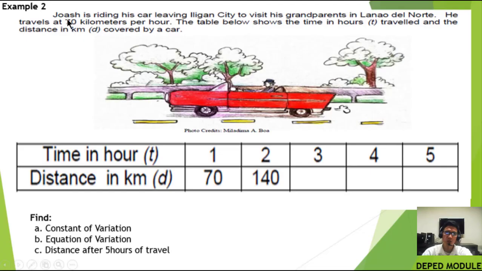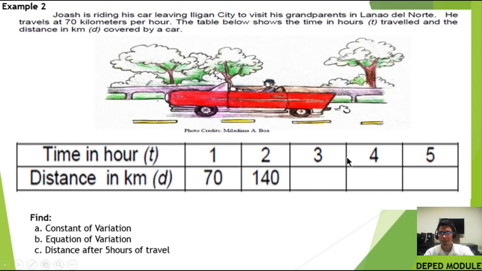Example number 2. Joas is riding his car, leaving Ligan City to visit his grandparents in Lanao del Norte. He travels at 70 kilometers per hour. The table below shows the time in hours T traveled and the distance in kilometers D covered by a car. So Joas wants to visit his grandparents in Lanao del Norte, having these two quantities, time and distance. So the table shows in 1 hour it covers the distance 70 kilometers. In 2 hours it covers 140 kilometers. So on and so forth.